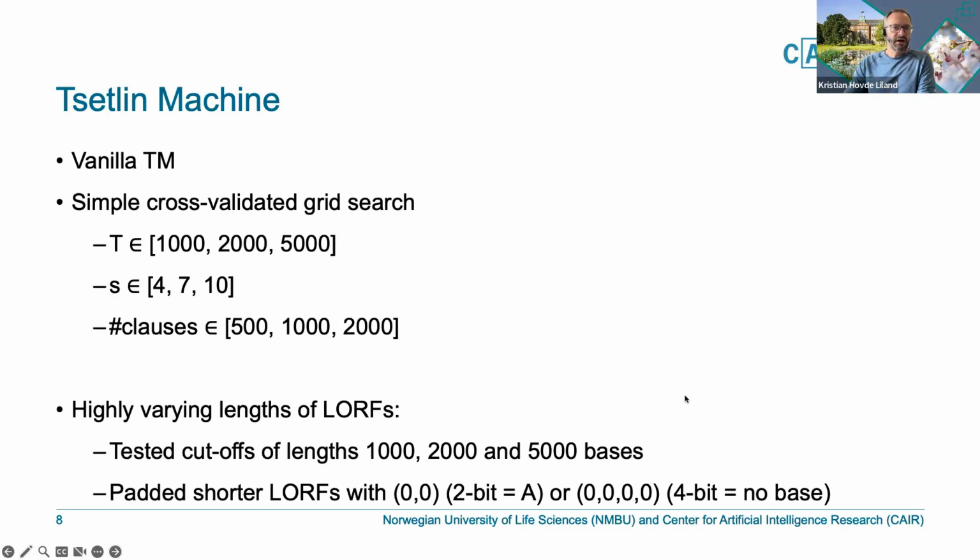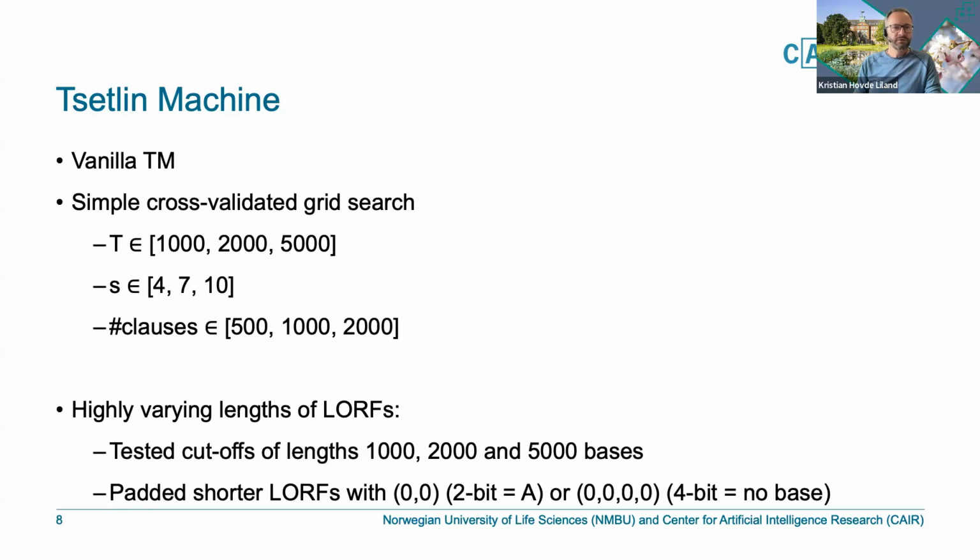There's highly varying lengths of these ORFs, as we already saw in the graphs. So we tried to test different cutoff lengths, saying that we limit to the first 1,000 bases, or 2,000 or 5,000 bases of these ORFs. And then we pad the shorter ORFs just with zeros, to get them to a common size that we can use in a Tsetlin machine. The longest ORFs are around 8,000 bases. The shortest are actually down to 45 bases. There could be shorter ones, but we've set a cutoff there, which is common in the literature, just to not overstrain the machinery.